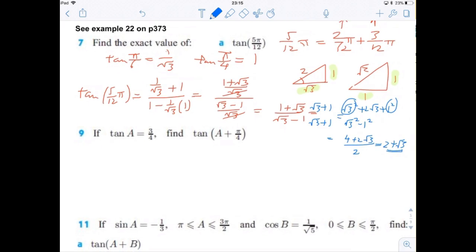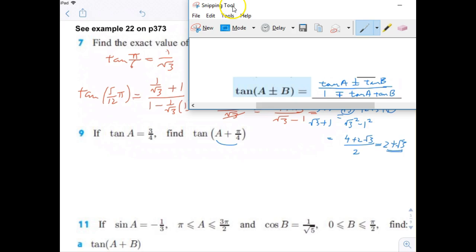If tangent of A is 3/4, then find the tangent of A plus pi over 4. So we know that the formula we're going to use is this formula, remember? So we have basically angle A plus angle pi over 4. And so let's figure out expressions for the tangent of each. So we know the tangent of A is 3/4. What is the tangent of pi over 4?